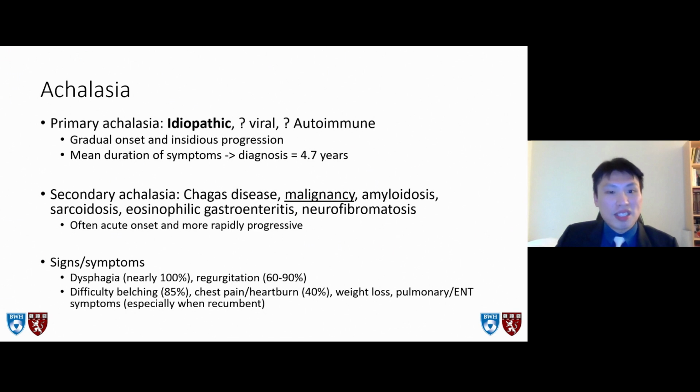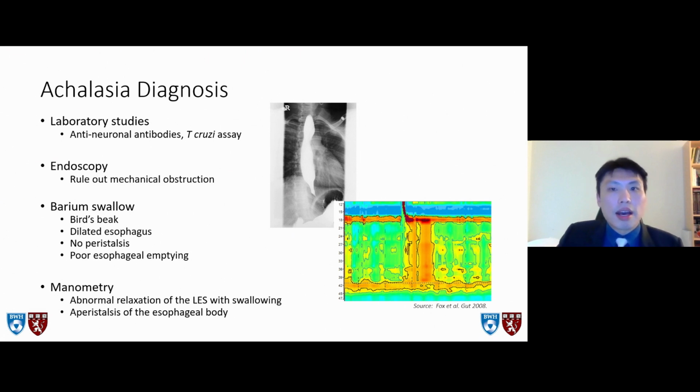The most common symptoms are dysphagia, which happens in nearly 100% of patients, but patients may also complain of regurgitation, difficulty belching, chest pain or heartburn, and even weight loss. There are some lab studies that might be useful, especially if you're looking for an underlying cause, such as antineuronal antibodies, but often lab studies are normal. Endoscopy is often normal as well, mainly used to rule out any mechanical obstruction.